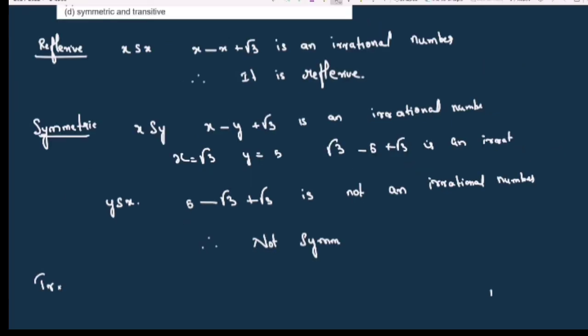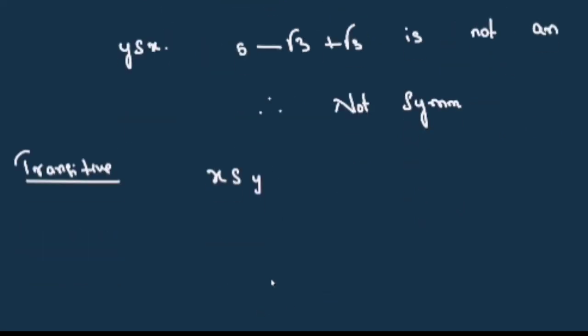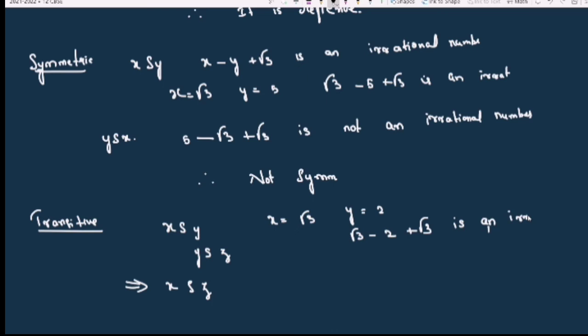And transitive. So X is related to Y. Give an example and then you just see Y is related to Z. We have to check, is it always X related to Z? You can give X as root 3, Y as 2. So what do you get now? Root 3 minus 2, that means root 3 minus 2 plus root 3 is an irrational number.